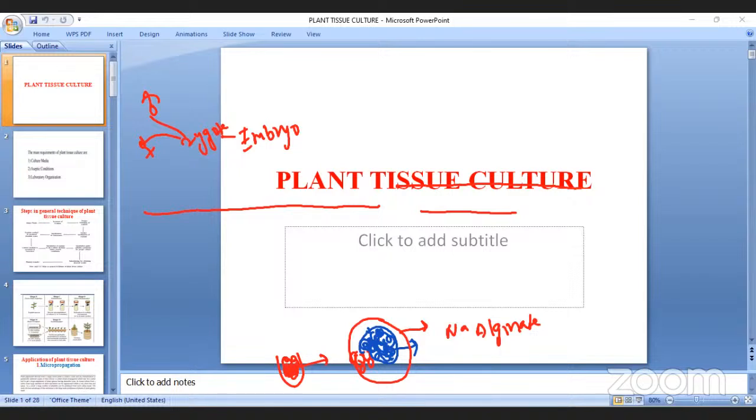The somatic embryos are also called synthetic seeds. There are living seed-like structures which are capable of giving rise to a plant when sown in the field. An artificial seed made up of somatic embryo, that means encapsulated with a protective layer. Already told you, the gel, sodium alginate, potassium alginate gel. So this is about somatic embryogenesis.